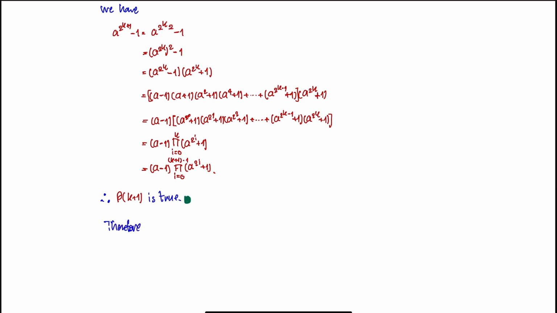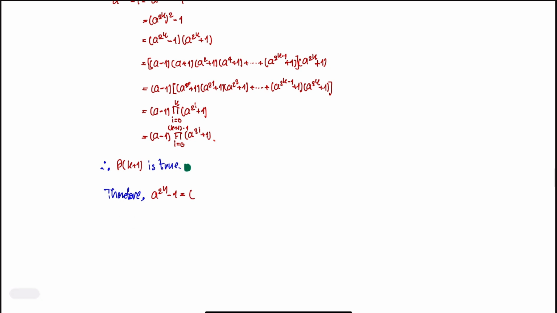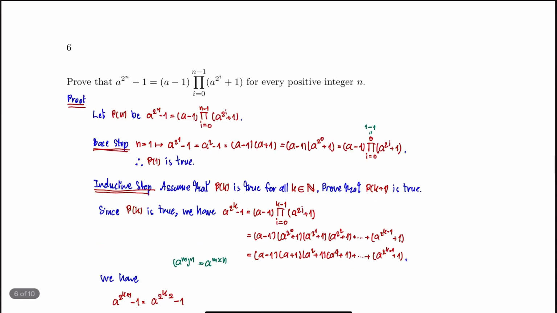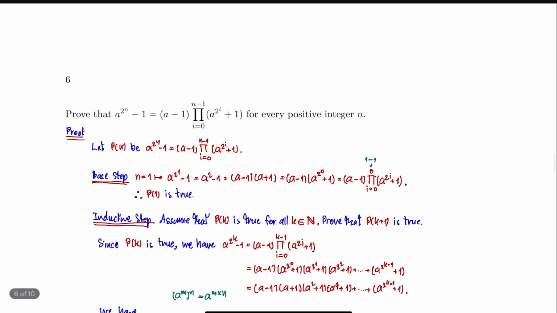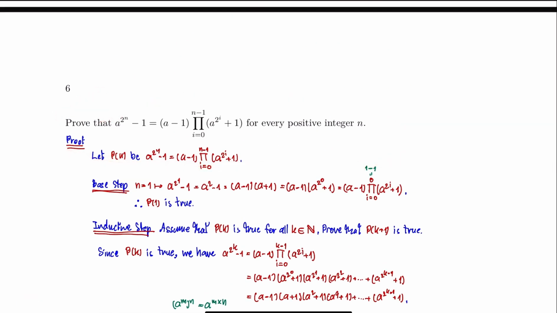Therefore, we have shown that a raised to the 2 to the n minus 1 equals a minus 1 times the product from i equal to 0 to n minus 1 of a to the 2 to the i plus 1, for every positive integer n. Okay, so we have already proved this statement, and that's it for this video.